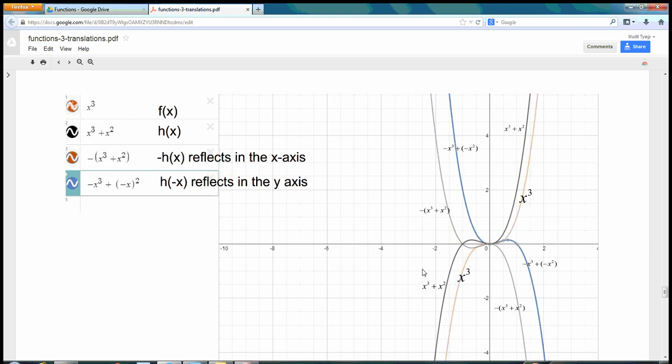So once again, we take a look at our x cubed plus x squared function, which is this black function, and then you can see that this part of the function is reflected right here in the y-axis. Here's the mirror, and this part is reflected right here, and this part is reflected right here, and this part is reflected right here. So you can see that h of minus x yields a reflection in the y-axis.